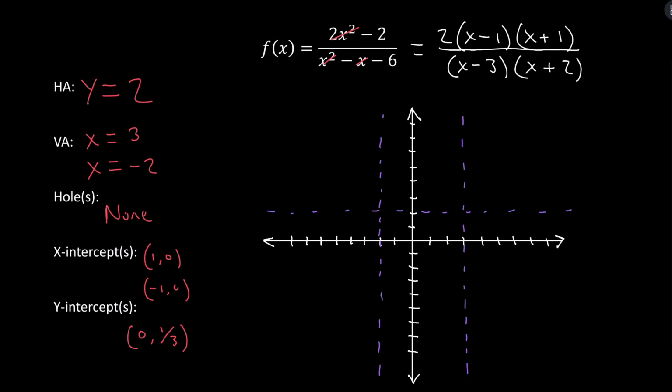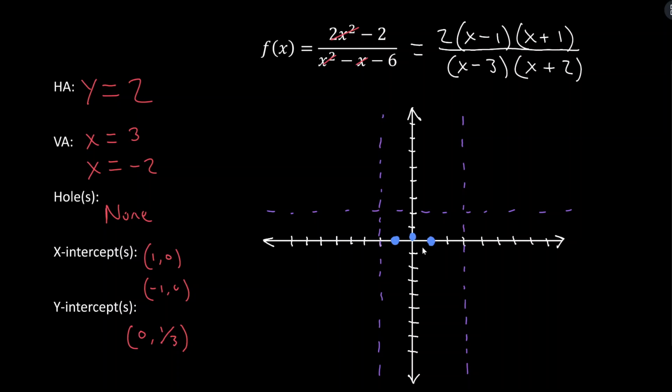Awesome. All right, now what do we have? No holes, so we have intercepts. So these are actually on the function. I'm going to use blue. So when x is 1, y is 0, that's a point. When x is negative 1, y is 0, that's a point. And then we have another point here at 0, 1/3. Awesome. All right, that's all we have.